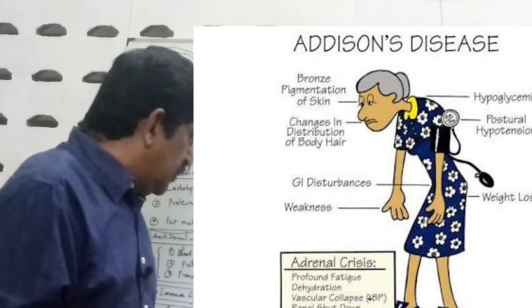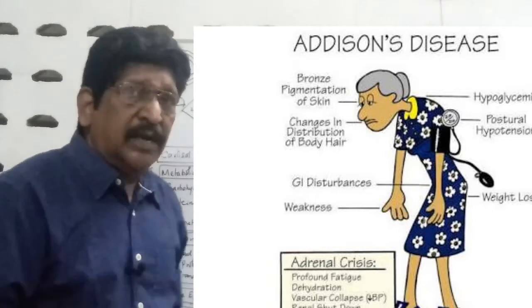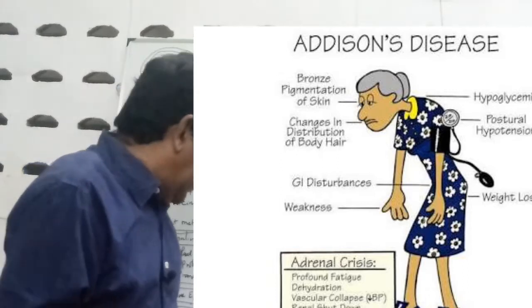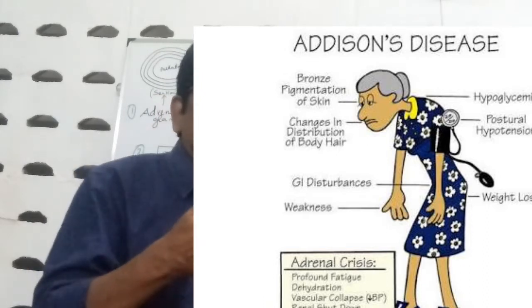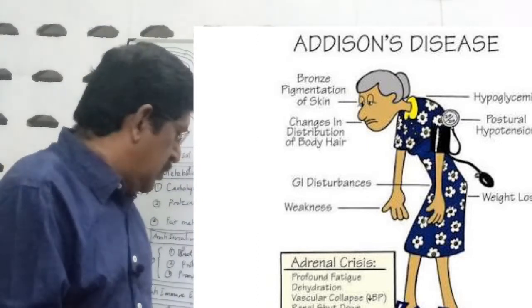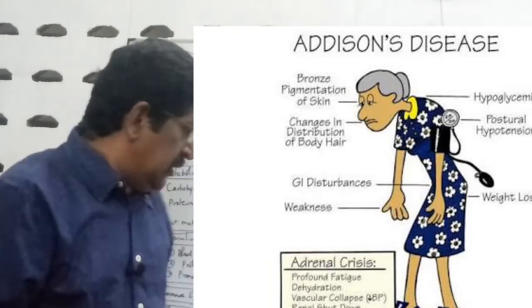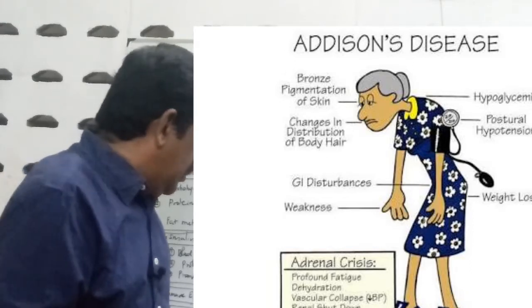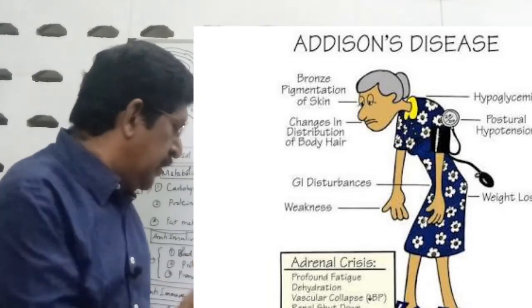If the aldosterone, one of the mineralocorticoids, if the level of aldosterone goes down, that leads to hyperkalemia. What is hyperkalemia? The serum potassium level goes up. That affects the heart. That is very dangerous. So in Addison's disease, one, if the aldosterone is less, it leads to hyperkalemia.